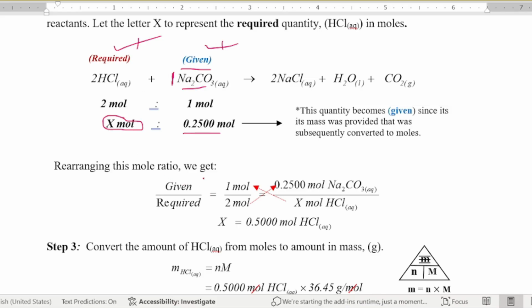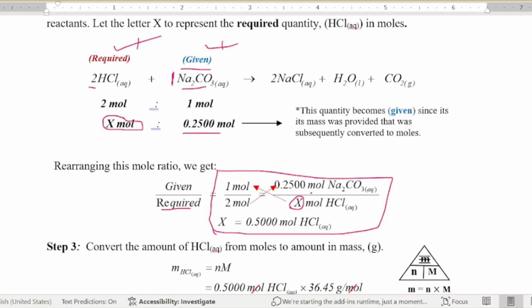So the given in this case is 1 mole, and what is required here is 2 moles. So the ratio is 1 to 2. Now that you know this, put it where the given is: 0.02500 moles of sodium carbonate. And let this be X. You don't know how much of this HCl we're going to use. Now you use this relationship here to calculate what X is.